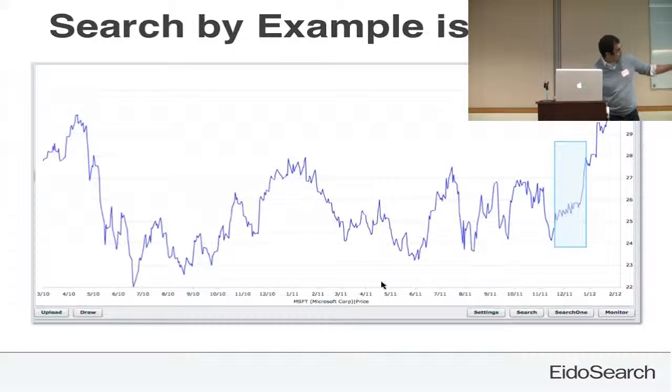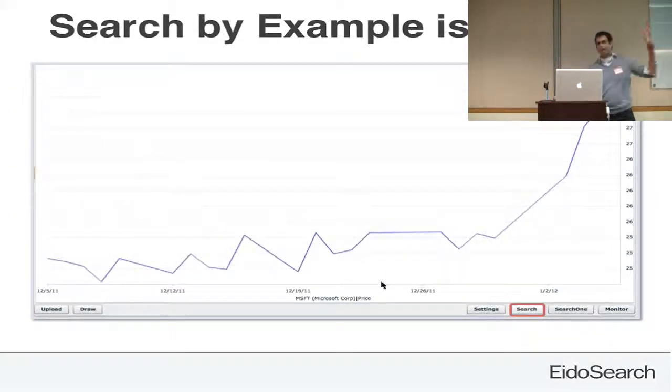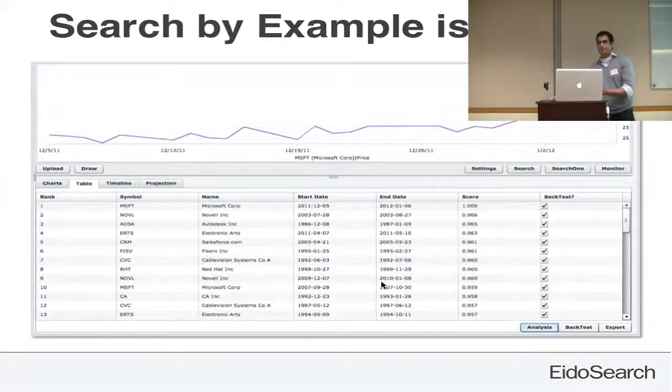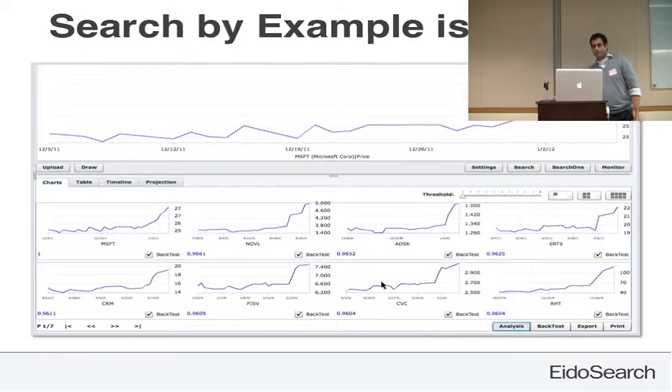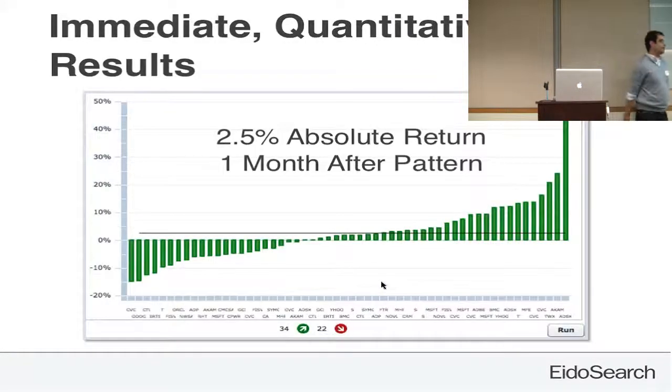Microsoft, I'm highlighting a section, flat for a month, spiking up. Conduct your search to find this recurring pattern over time. Here are some examples. And get your quantitative statistics.